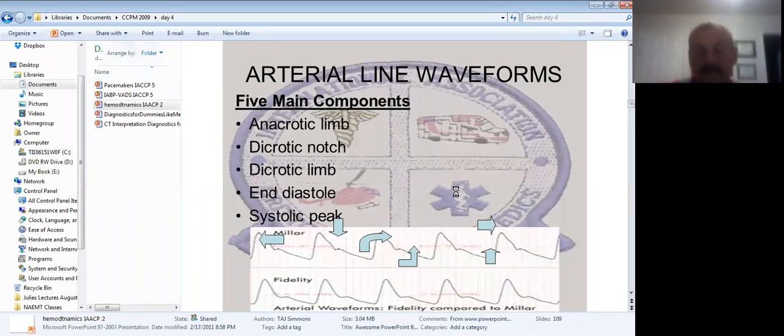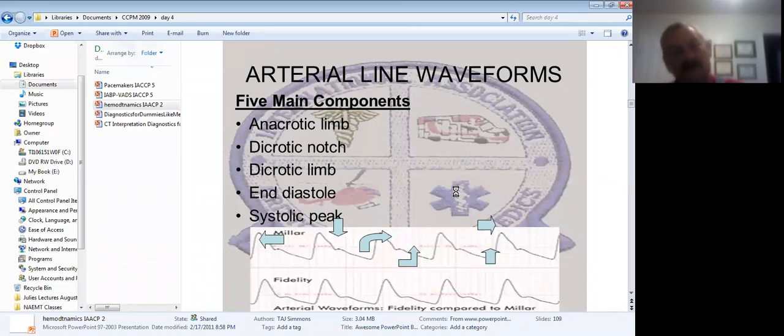Pretty straightforward, simple stuff here. So there are 5 components to an art line waveform. And again, remember, this is an electrical tracing, but it is important to remember you're not actually measuring electricity when you're looking at an art line. You're actually measuring a pressure waveform. And I know that seems like I'm beating a dead horse, but it is an important thing to remember that an art line is actually a pressure wave.